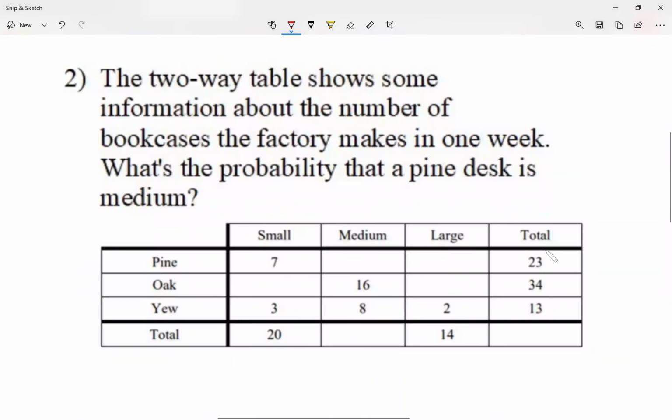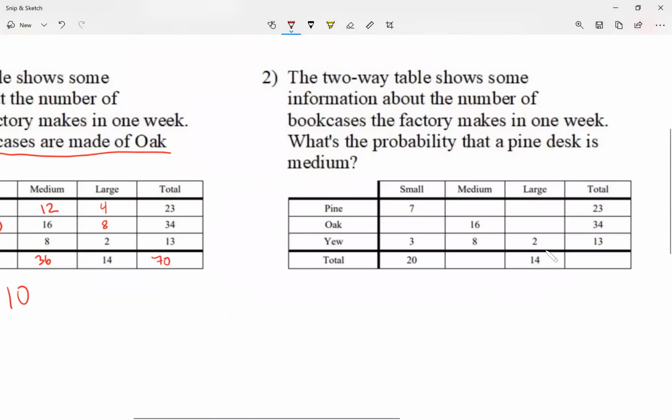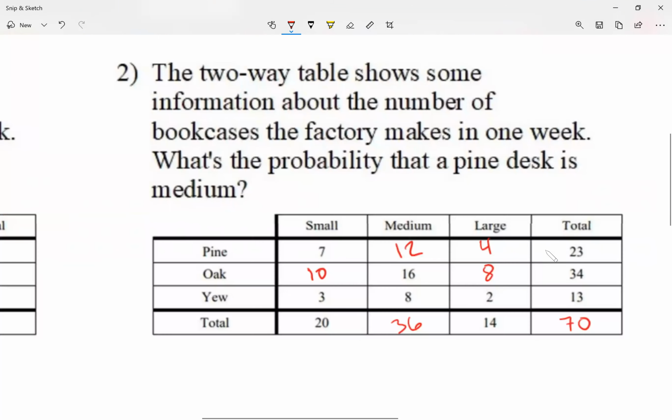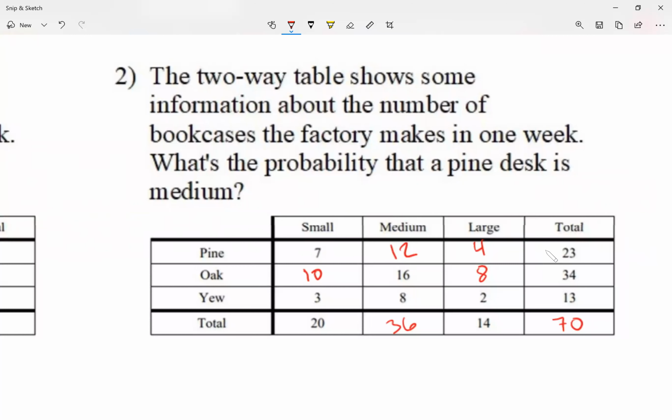Let's take a look at question number 2. It is actually the same two-way table, so I'm just going to fill out the numbers that we did for number 1. We figured that this was 10, this was 12, 4, 8. There was a 36 down here, and the whole thing was about 70. Okay, so I just fill out my information because now I'm going to look at a probability type of question. So we have the same table, right?